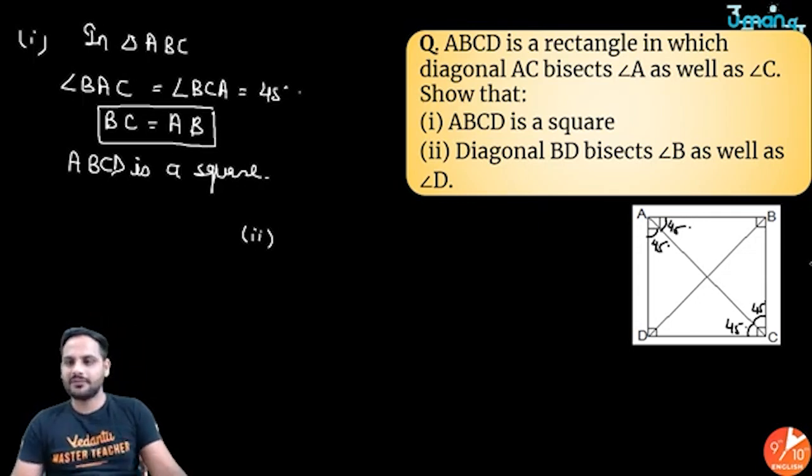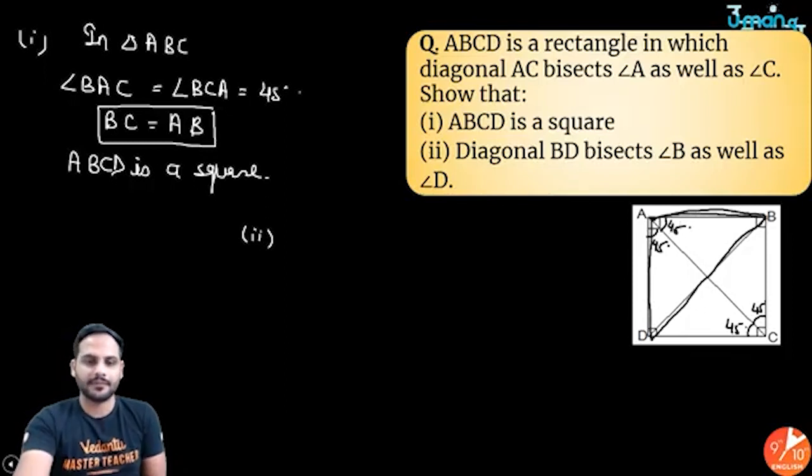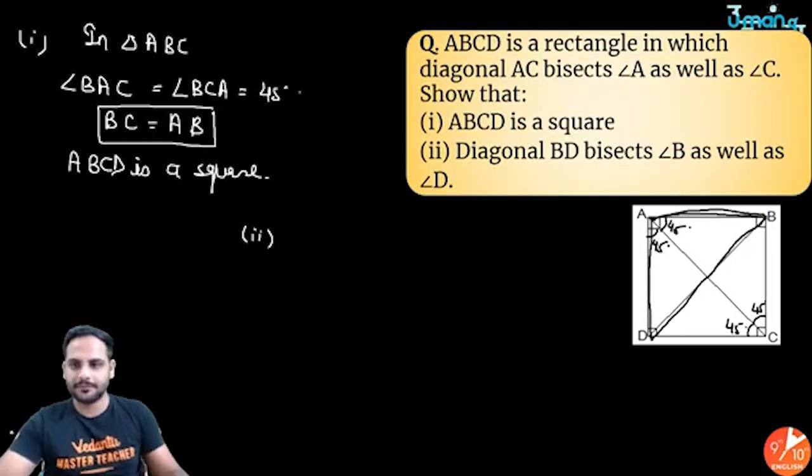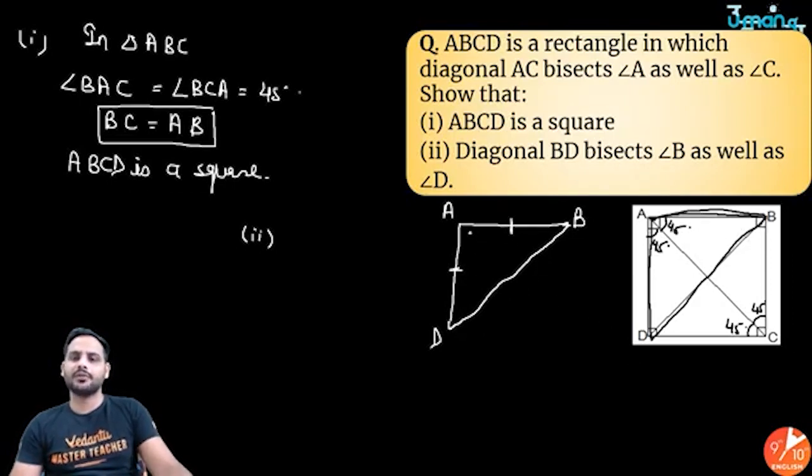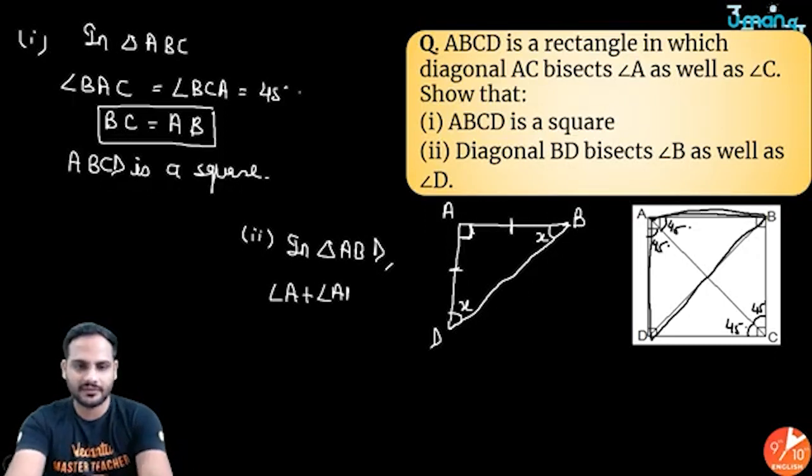So, dekho, if I look at any one triangle over here, suppose this triangle ADB, I'm looking at triangle ADB. I know AD and AB are equal to each other because it is a square, all sides are equal. This angle is 90 degree. Let's say this is X. This is also X. So you can say in triangle ABD, only the angle sum property will help you. Angle A plus angle ABD, matlab X plus X.